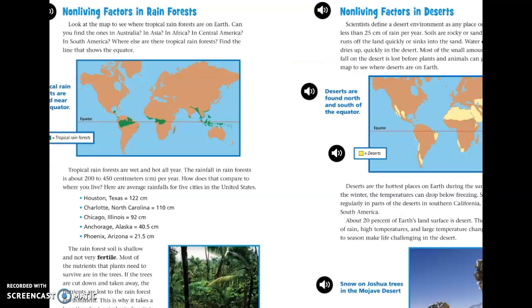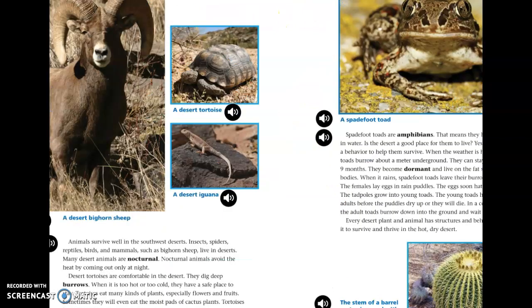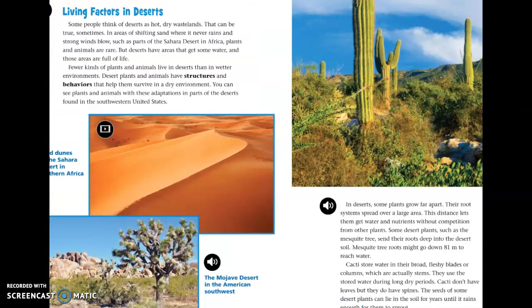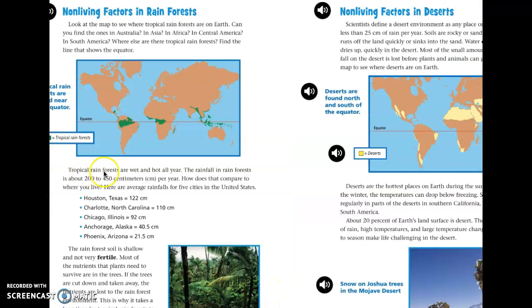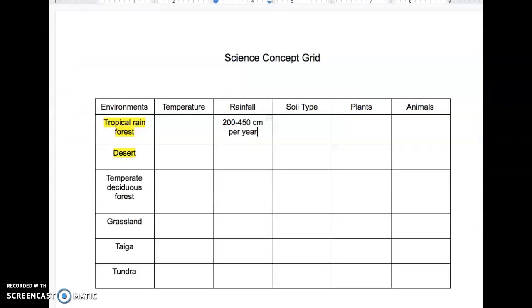Okay, let's see if this page also has stuff about temperature. No. I'm going to look through here, see if I can find about temperature. I can see here that it says tropical rainforests are wet and hot all year. So I'm going to go ahead and put that in for temperature. It doesn't give a specific temperature degree, but we're going to put wet and hot. Okay, soil type.